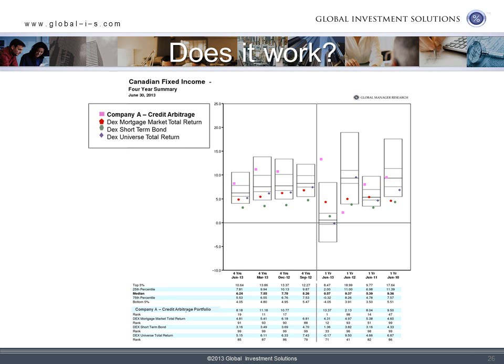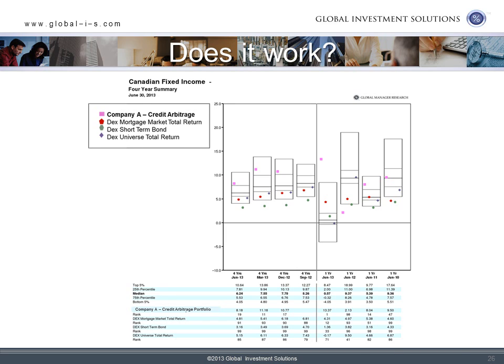And so you'll see the red dot is the DEX mortgage market total return. It has a short duration. The short-term bond portfolio is the green dot just below the boxes. The blue dot is the DEX universe total return, which many of you have as your policy set duration. And up in the top you can see the pink dot, which represents the credit arbitrage strategy. They take no duration risk.